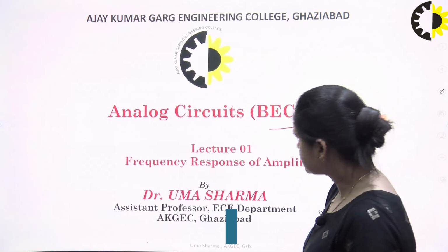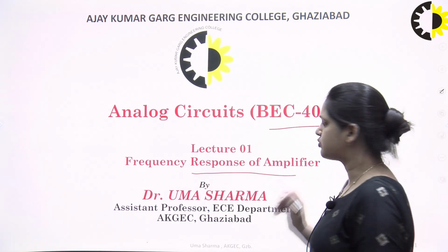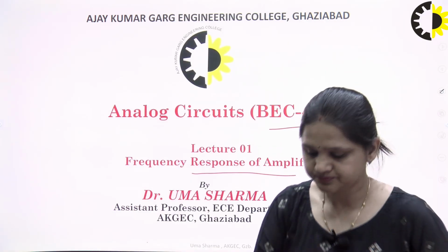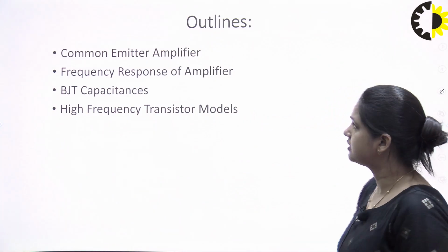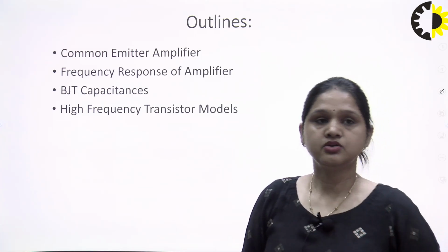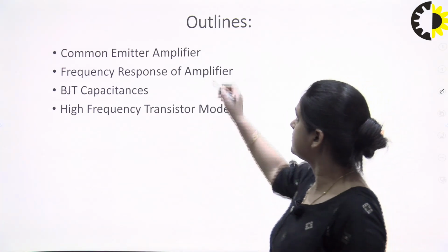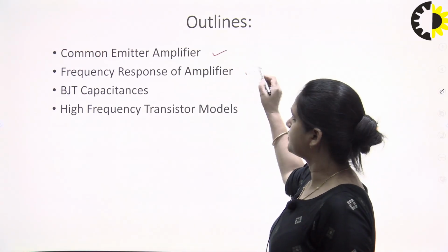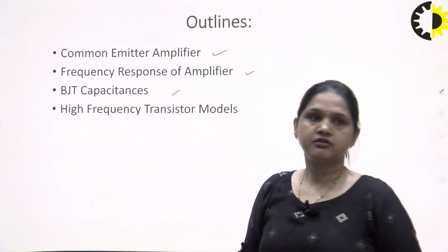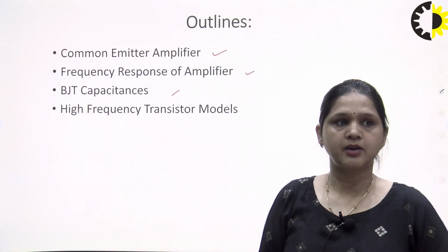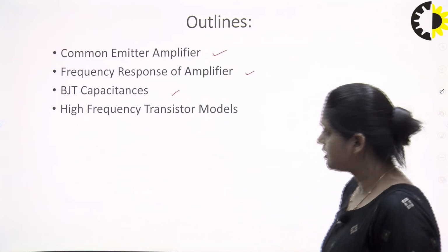This lecture will explain the frequency response of the amplifier. This is a topic from Unit 1, where we will discuss the common emitter amplifier, then its frequency response. We will discuss the BJT capacitance and its high frequency model.